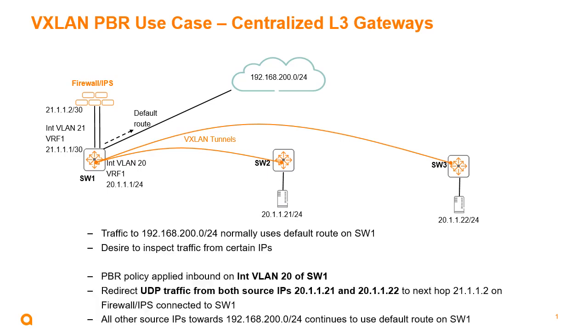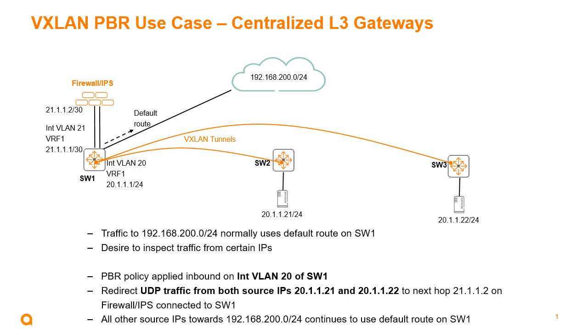And you could have a policy on a centralized layer 3 gateway that's connected to a firewall or IPS at the top. You could redirect that. For example, in this case, I want to apply a policy on interface VLAN 20 of that switch 1. I want to redirect only UDP traffic from both sources, 1.21, 1.22, to the firewall next hop IP of 1.2.